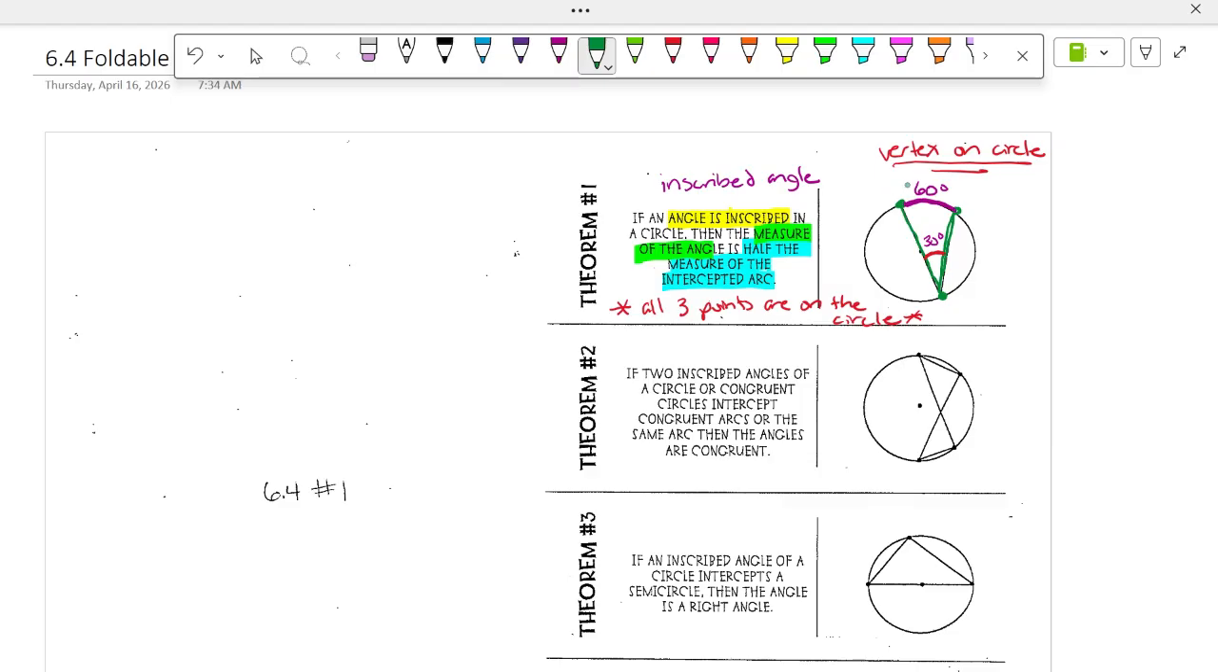So let's say we actually name this angle. Let's name it ABC. We would say that angle ABC is equal to 1/2 of arc AC. Which means on the flip side, arc AC is equal to twice angle ABC.